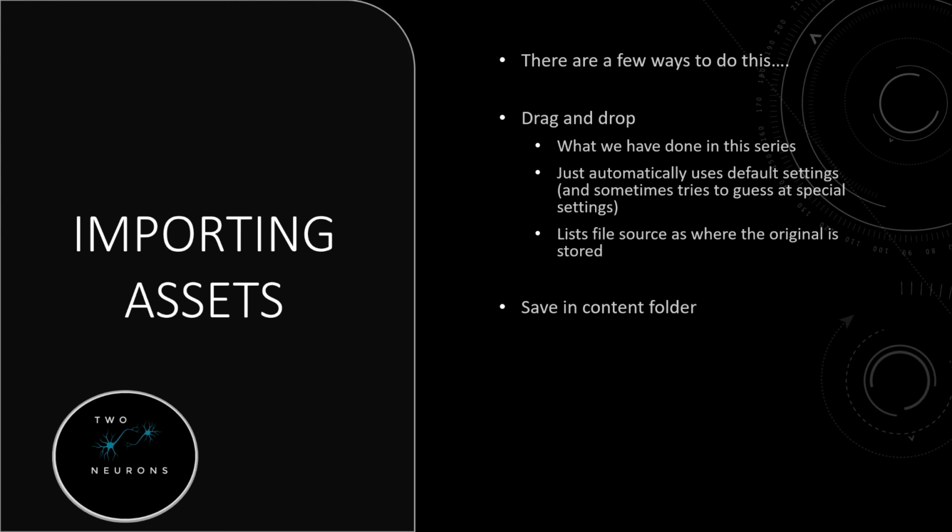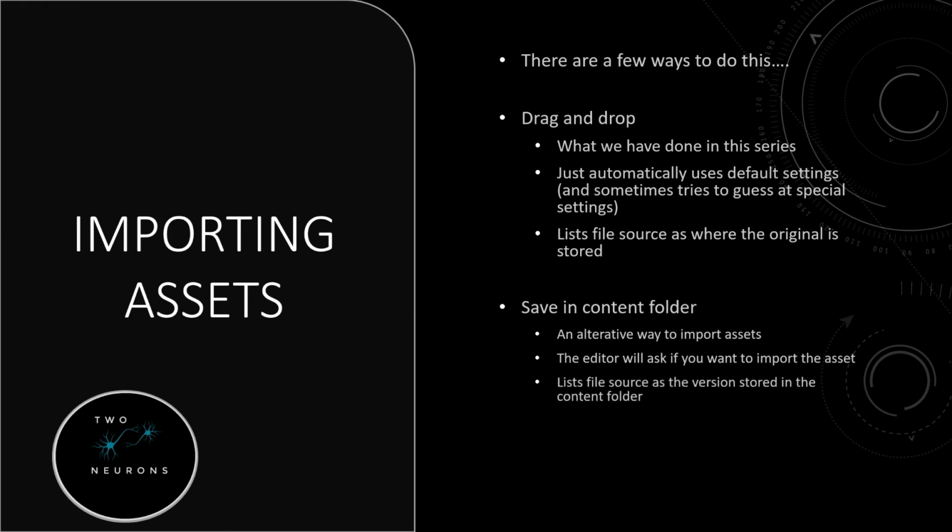Now, the other thing we can do is save the raw asset in the content folder itself in Windows Explorer or whatever OS you're running from. And it's an alternative way to import assets. The editor will ask you if you want to import the asset, yes or no. And it will list the file source as a version stored in the content folder. So that's sort of the things to know about it. There are some other differences as well, but the documentation is a bit sparse. And then we also have migrating assets, which we'll talk about in section 4.